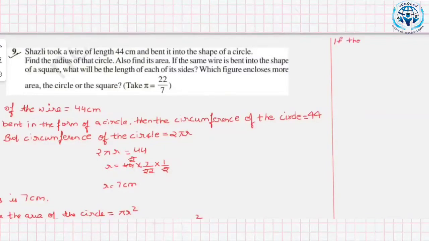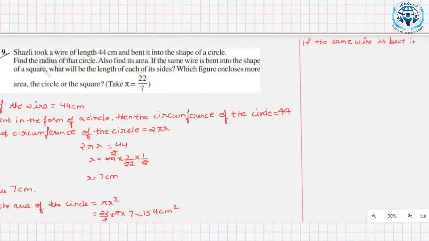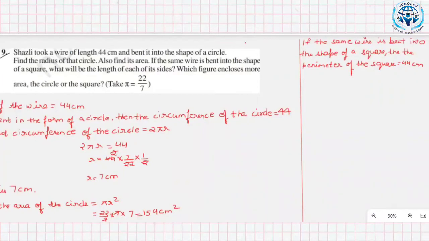Again, the perimeter of the square will be 44. The same logic. Length of the wire is 44, circumference is 44, perimeter of square will be 44. We know that the perimeter of the square is 4a. We will write 4a is equal to 44.